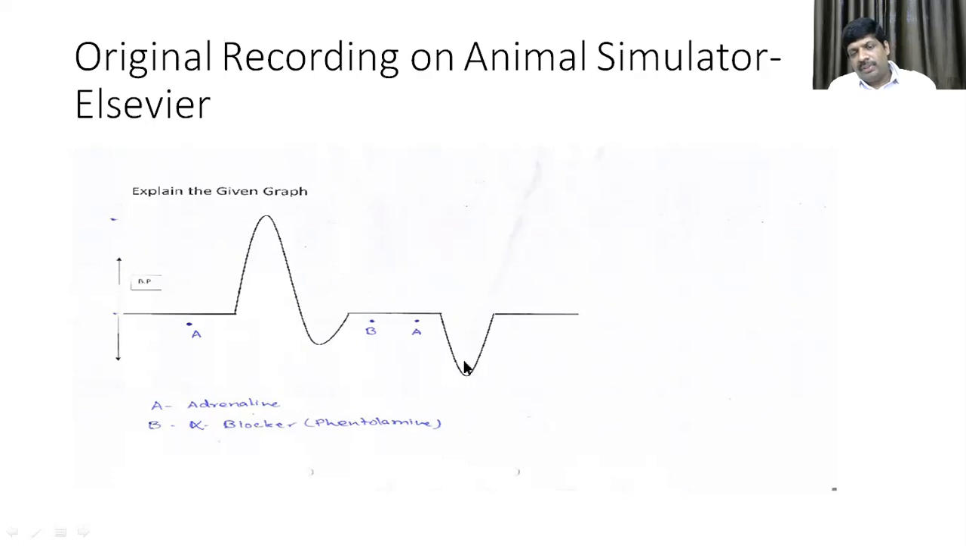That means only you will see the beta 2 mediated vasodilatation causing a decrease in blood pressure. And this is known as vasomotor reversal of Dale, or Dale's vasomotor reversal.